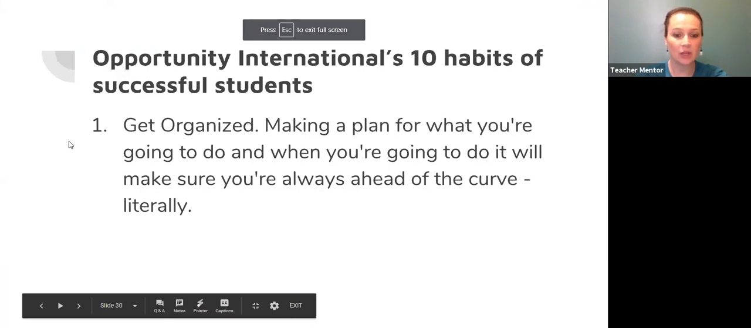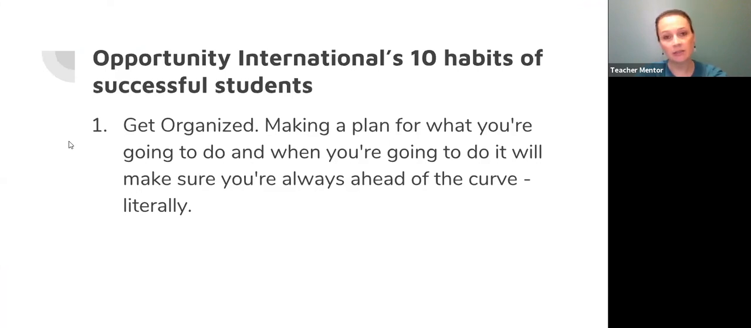All right, so I got on the internet and I found this website called Opportunity International, and they had 10 habits of successful students. And you can find all kinds of lists of healthy habits or studying tips. They're all going to be different amounts. Some of them are going to be 7, some are going to be 12, but they're all going to be the same general idea.